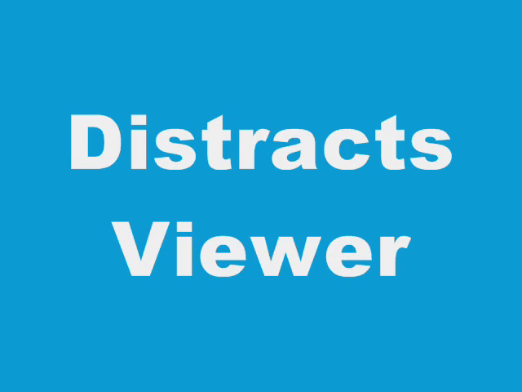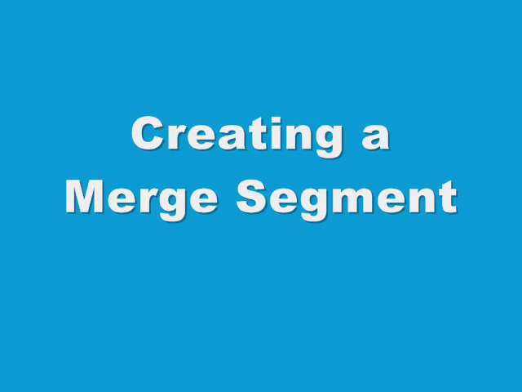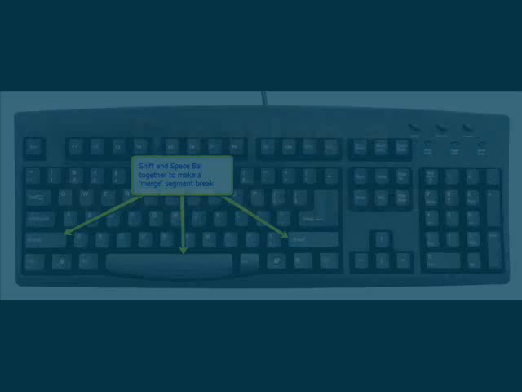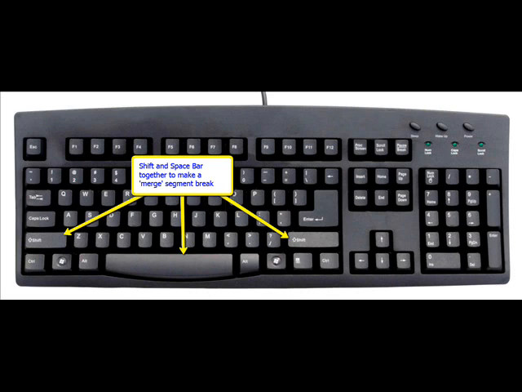There are a couple of ways to fix this. Let's use a merge segment to start with. We do this by using the Shift and spacebar together as we cut the video instead of two spacebar taps to lay the ends of our segments.